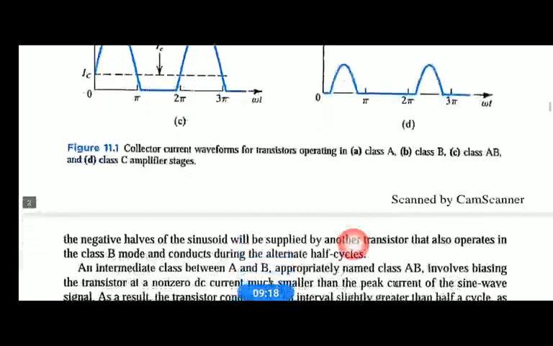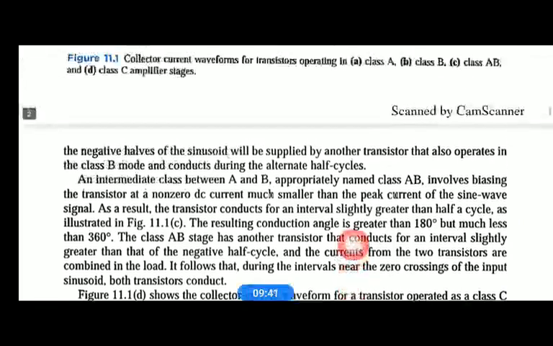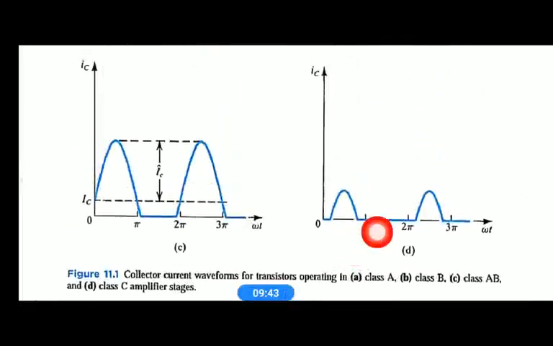Usually this type of class C amplifier uses an LC circuit at its output to provide a full conduction of cycle. Since the LC circuit requires input as a pulsating waveform, class C generates the pulsating waveform, pulses. When you give these pulses to the LC tank circuit, it will give you full oscillation, a full cycle of oscillation.